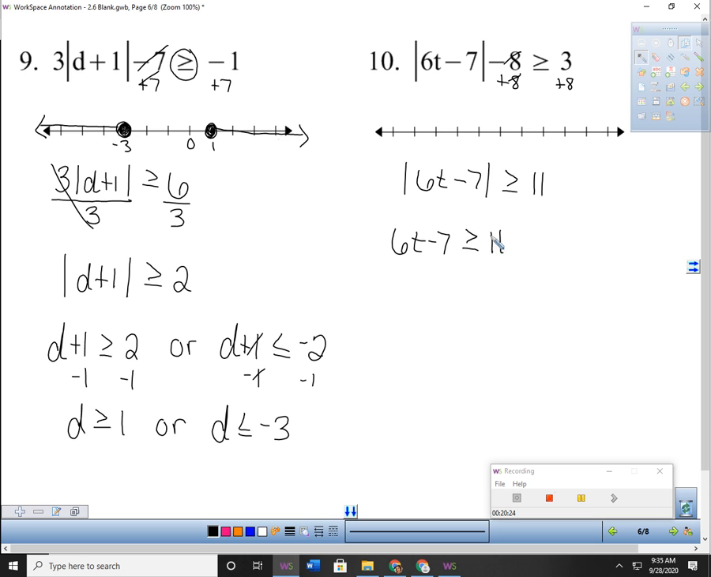Is this an and or an or? Or, because I have the greater than or equal to, right? So, or, then same left side, flip your sign around, change that 11 to a negative 11. Then work both your problems out. So I'm going to add the 7, which gives me 6t is greater than or equal to 18. Then I got to get this 6 away from my t, so I'm going to divide by 6. So t is greater than or equal to 3.